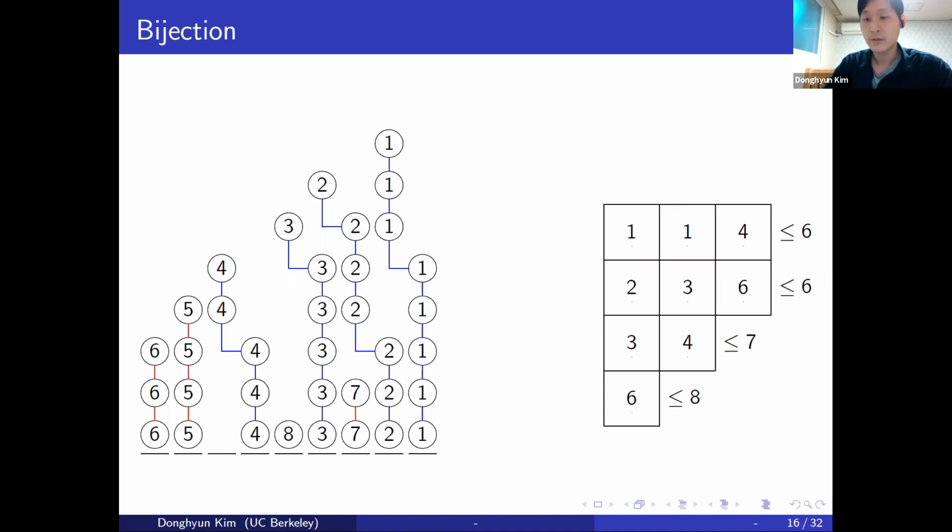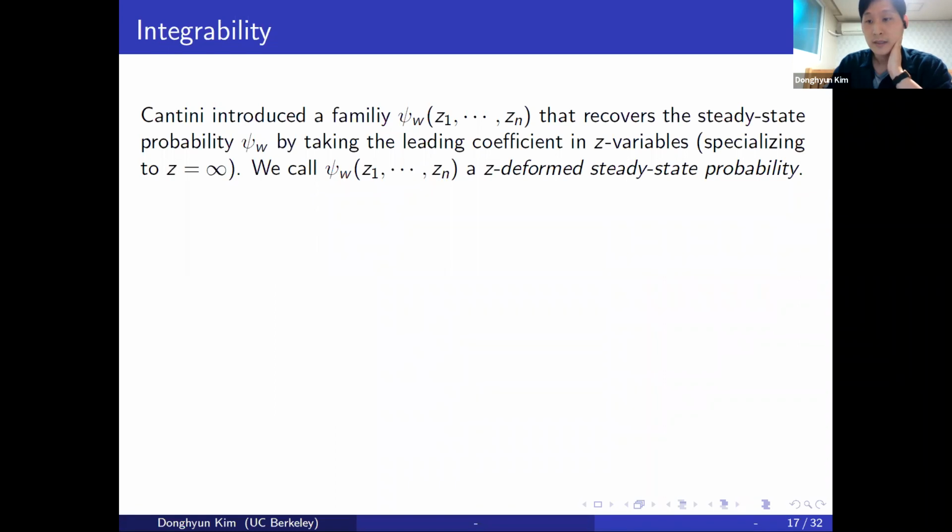So to deal with general y parameters, we need a more powerful tool, which is the solvability or integrability of the inhomogeneous TASEP. Cantini introduced a family psi of W,z that recovers the steady state probability psi of W by taking the leading coefficient in z variables. Taking the leading coefficient in z variables can be regarded as the same as specializing to z equals infinity. We call psi of W,z the z-deformed steady state probability.